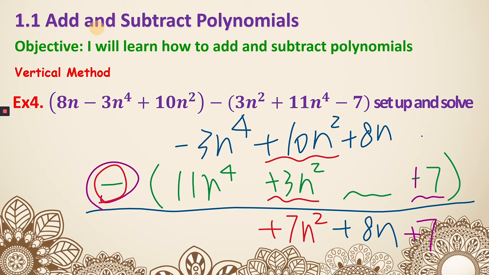And lastly, we have this number in the front, -3n to the 4th power minus 11n to the 4th power. That will give us -14n to the 4th power. So starting in descending order, 4, 2, 1, and 0, we're done. Now let's talk about some applications.